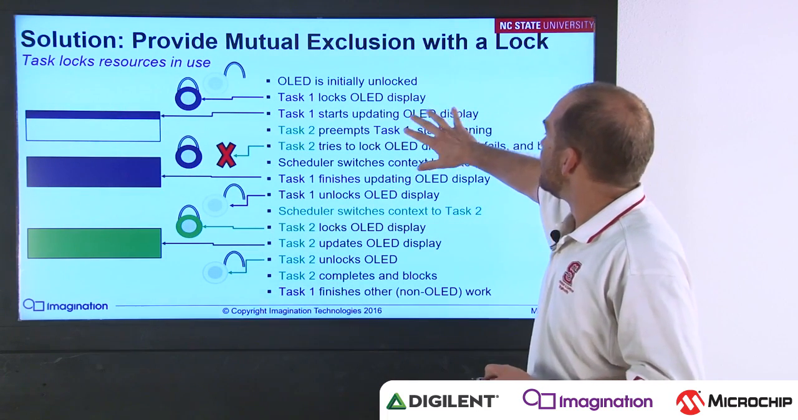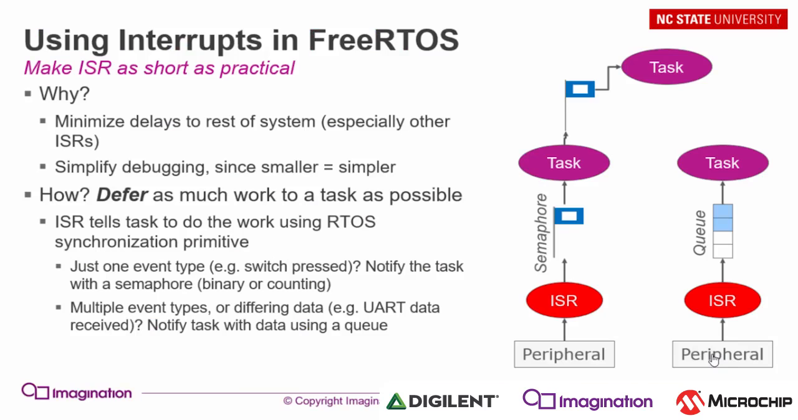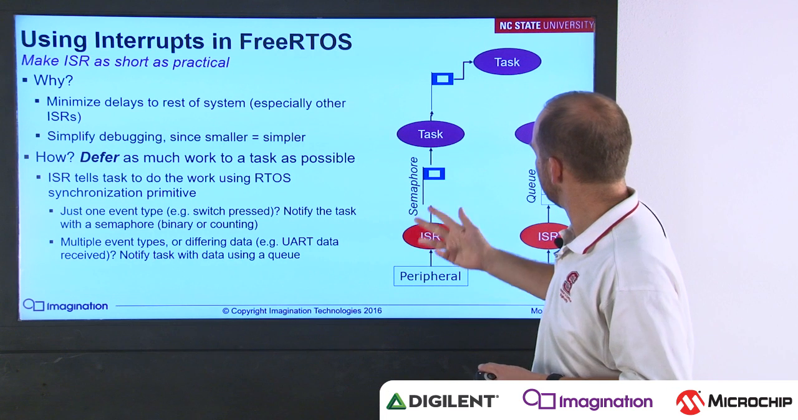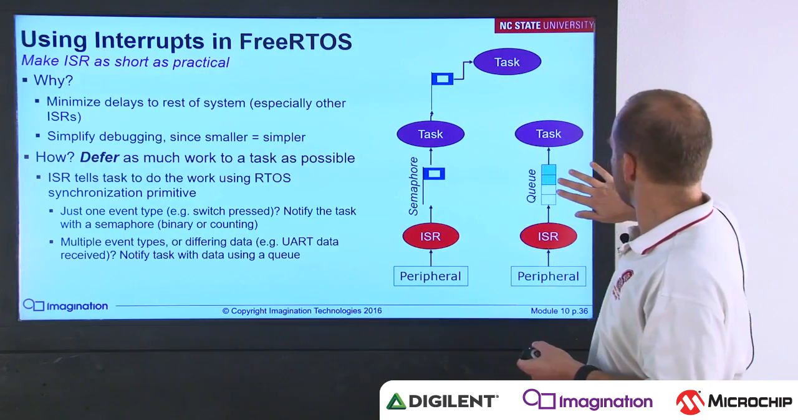So we discuss how mutexes work. We then look at how to use interrupts in FreeRTOS. We look at both high-level design goals, such as making the interrupt service routine as short as possible, as well as how to actually implement the ISR in the code. We look at structuring the work within the application. So how can we defer as much work to a task as possible? Well, maybe we need to buffer the data with a queue.